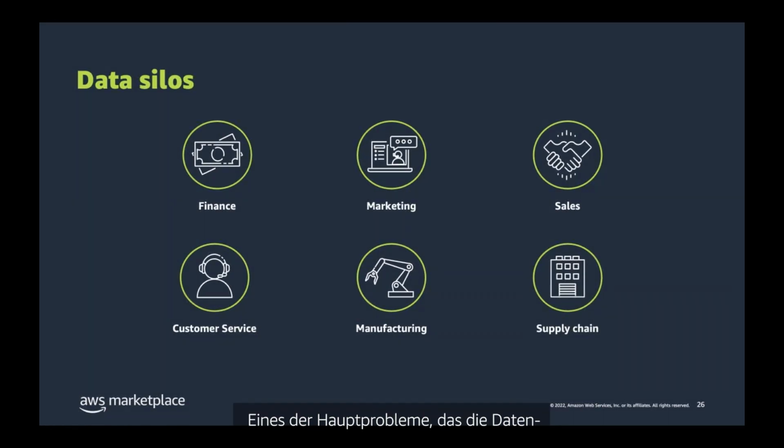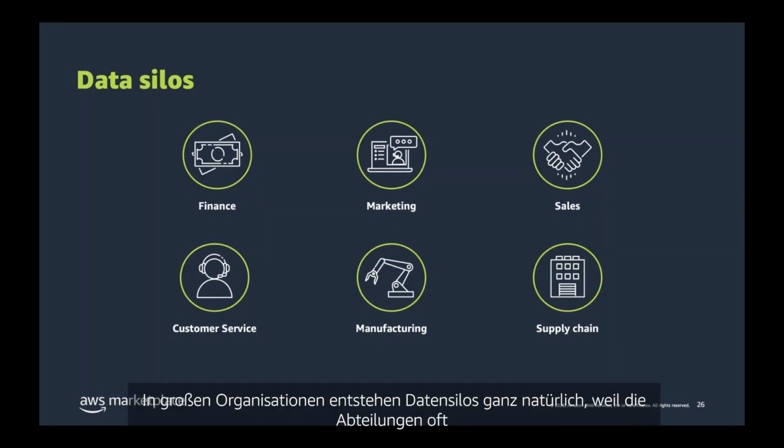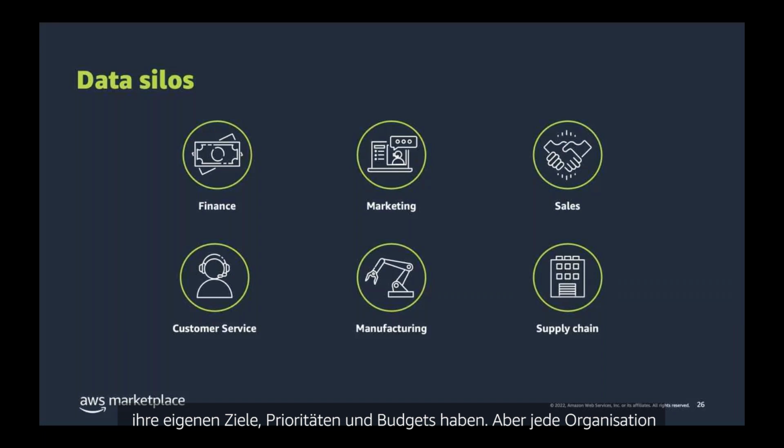One of the key issues that data democracy addresses is data silos. A data silo is a repository of data that's controlled by one single department or unit and isolated from the rest of the organization. Data silos tend to arise naturally in large organizations because departments often have their own goals, priorities, and budgets. But any organization can end up with a data silo if not intentional about addressing it.